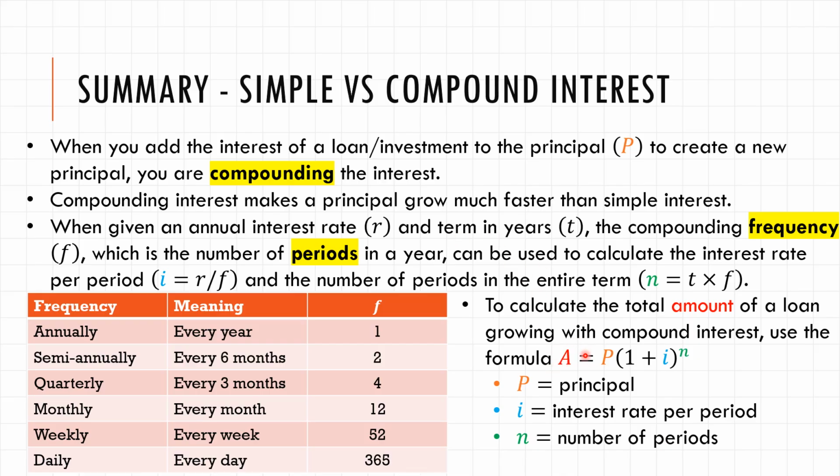If we want to find out how much of our loan is just interest, all we have to do is take this future amount and subtract the principal, the amount that we borrowed in the first place. And we would find out how much interest we are paying in total on this loan.